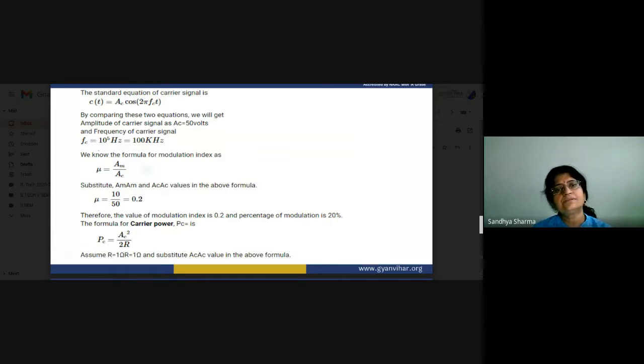Now, in the numerical we have to calculate the modulation index, which is equal to the amplitude of the modulating signal upon the amplitude of the carrier signal. We have already found Am and Ac, so we put in the values: 10 upon 50, which is equal to 0.2. So this is the modulation index which we had to calculate. The value of the modulation index is 0.2 and the percentage of modulation is 20%.